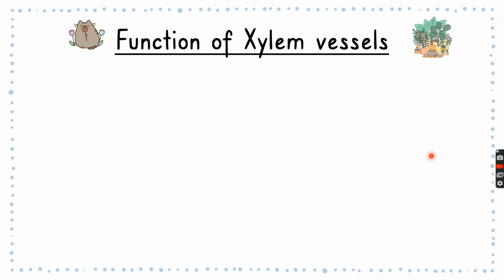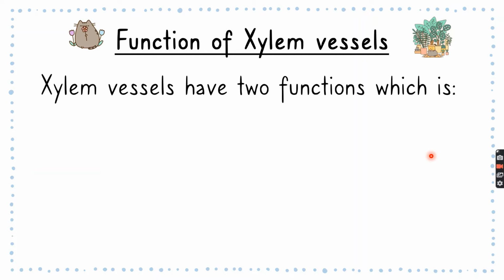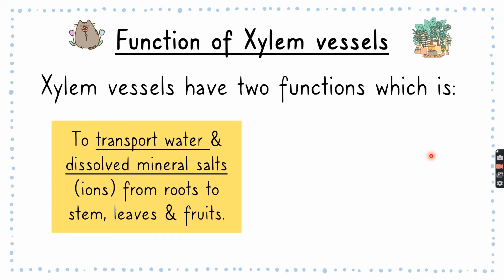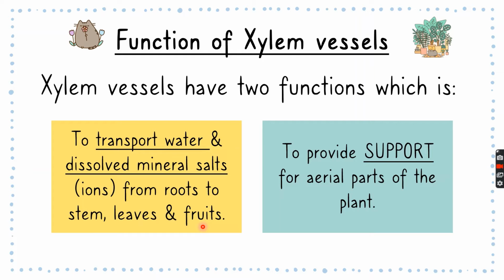What are the functions of the xylem vessels, you say? Xylem vessels have 2 main functions. The first one, which is our main topic, is to transport water and dissolved mineral salts, for example, ions, from the roots to the stem, leaves, and the fruits, which is right above the ground. Another function of xylem vessels is that they also provide support. That means they keep the aerial parts of the plant strong and standing. Aerial means like at the top.